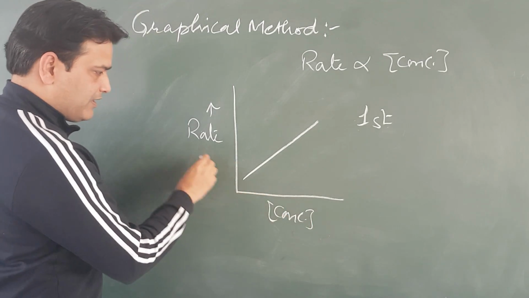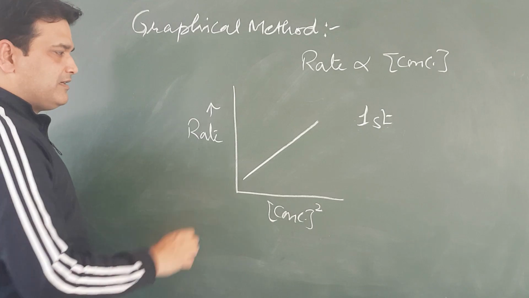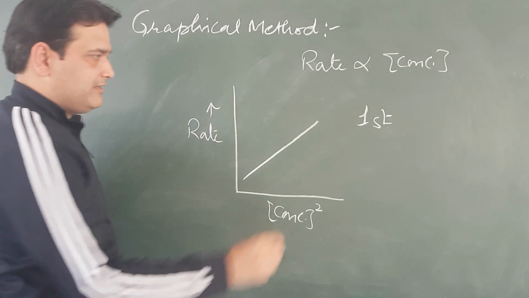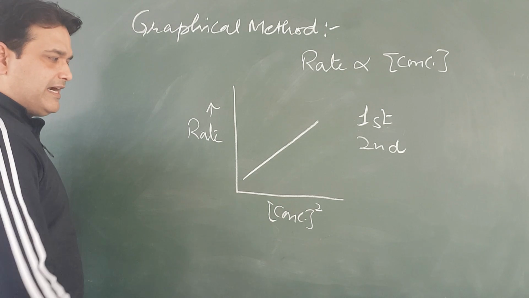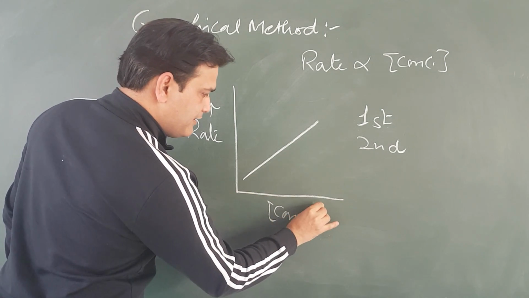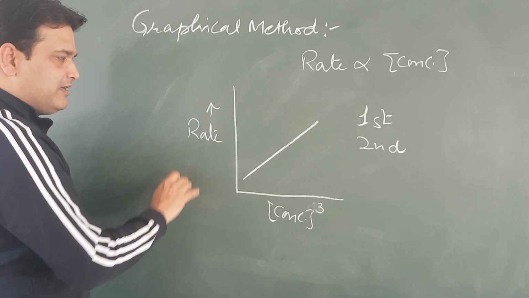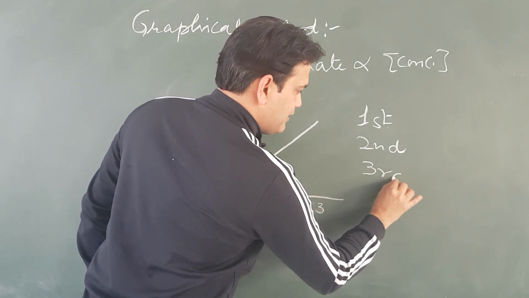And if a straight line is obtained for rate versus concentration square, then the order will be second. And similarly, when we obtain a straight line for rate versus concentration cube, then the order will be third.